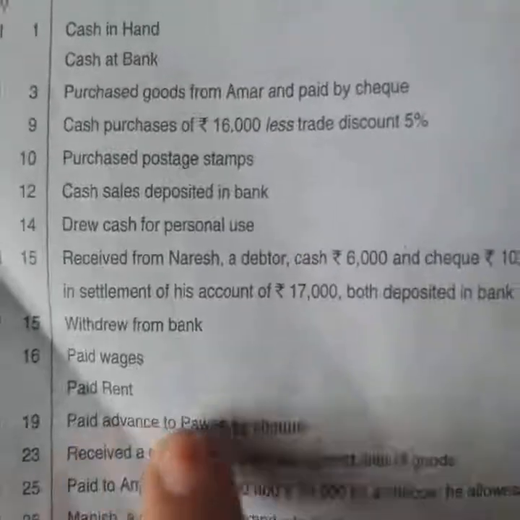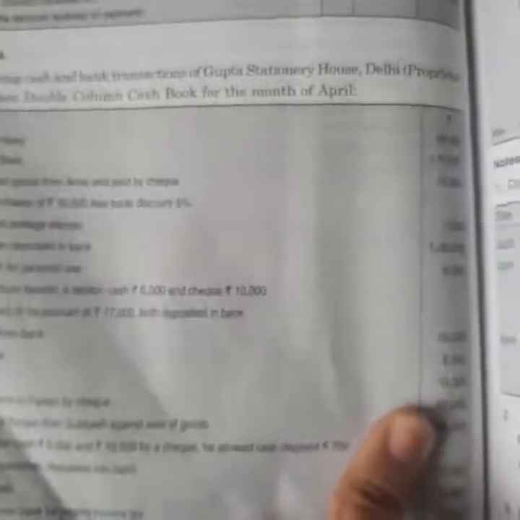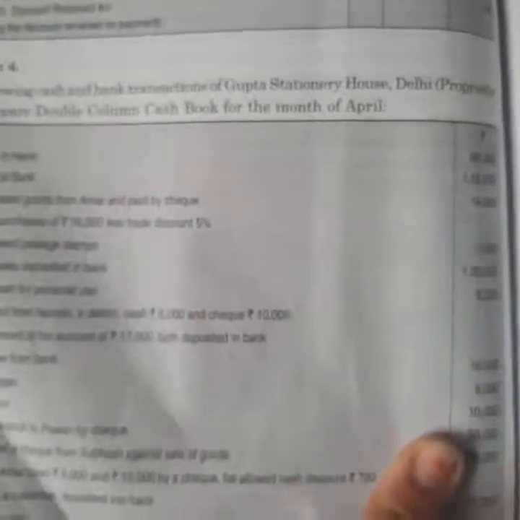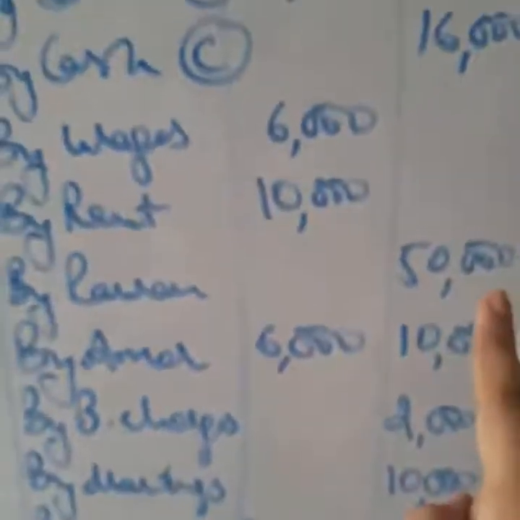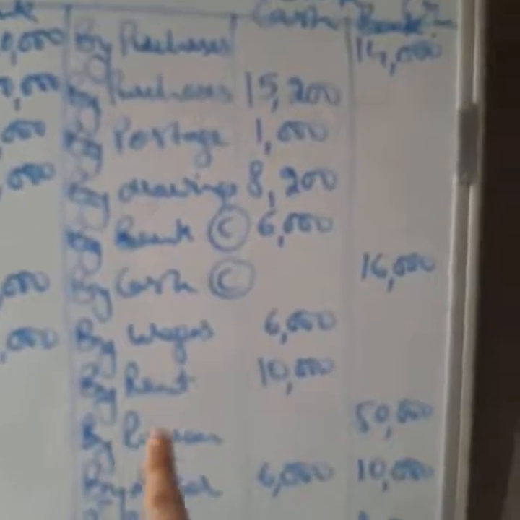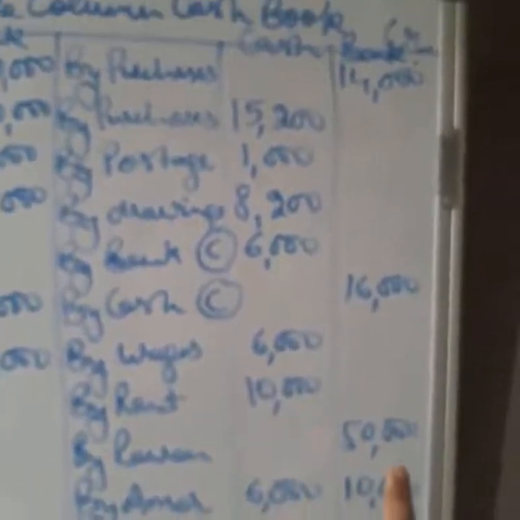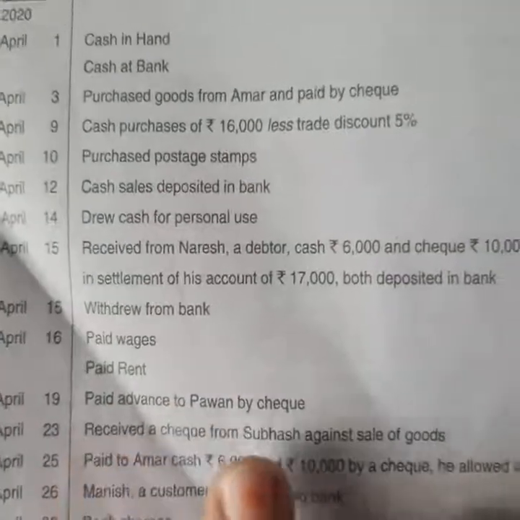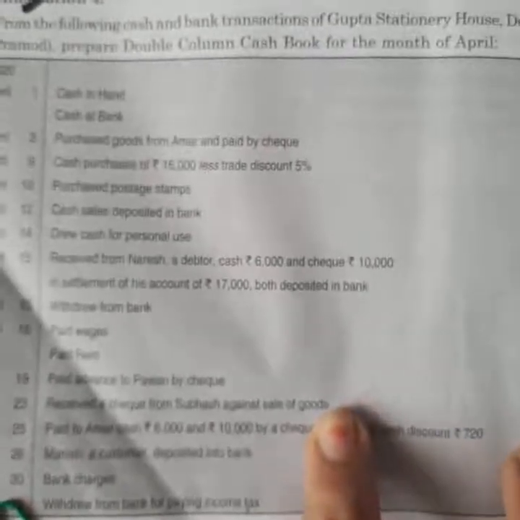Next is paid advance to Pawan by cheque. We are making payment for 50,000. So we'll write "By Pawan's account 50,000" as we are making payment by cheque. We can also write "By advance for purchases 50,000." Next. Now the next point is received a cheque from Subhash against sale of goods.